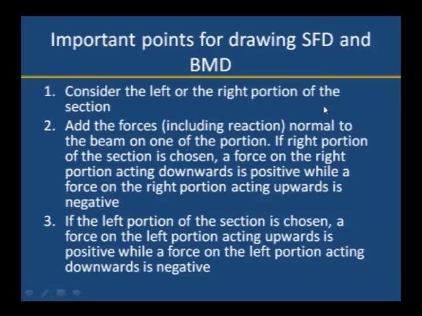What are the important points what we observed? We can consider the left or right portion of the section when we are calculating the bending moment or shear force. Add the forces including reaction normal to the beam on one of the portions. If right portion of the section is chosen, a force on the right portion acting downwards is positive, while the force on the right portion acting upwards is negative.